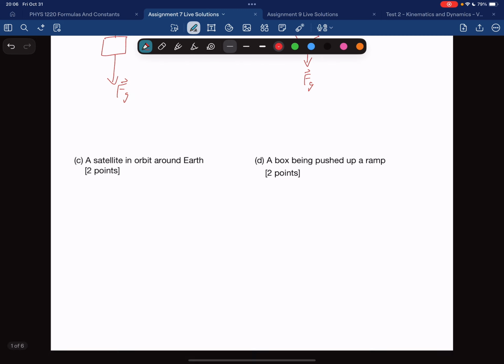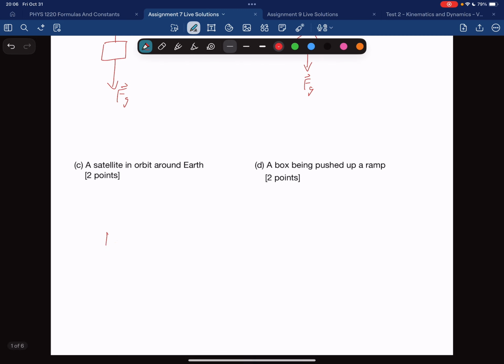Part C, a satellite in orbit around Earth. Only have one force, it's gravity. If you drew a satellite in a circular path around Earth and you had the velocity and force drawn like this, well, you are kind of correct.